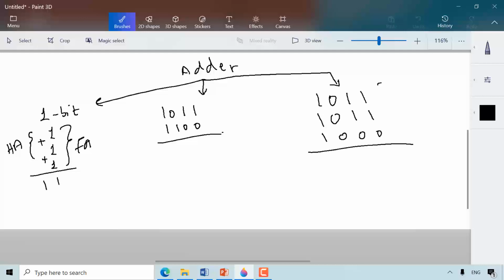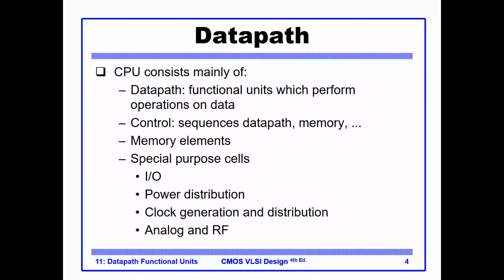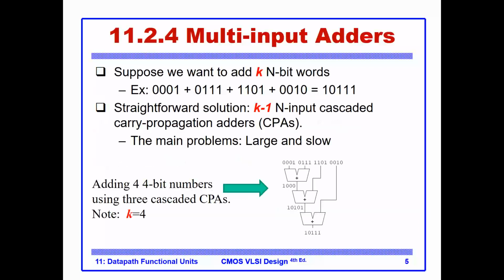Okay, so this is the first topic in this lecture. Let's go back to the slides. We're going to look at multi-input adders. For instance, here we are adding 0001, which is equivalent to 1, and 0111, number 7, and 1101, which is 13, and 0010, which is 2. So we're adding 1 plus 7 plus 13 plus 2.